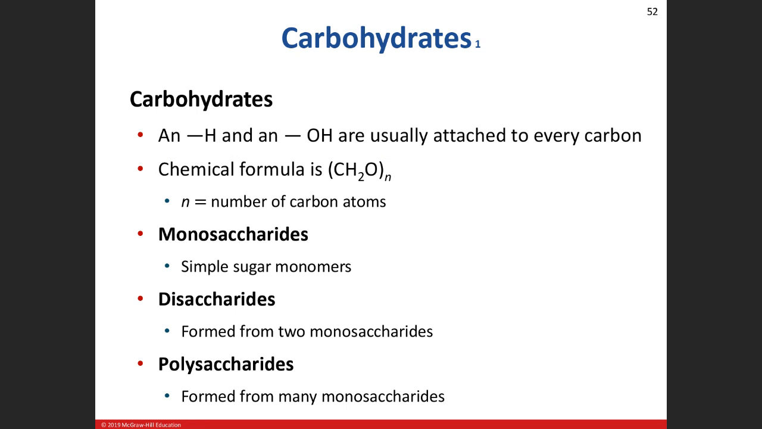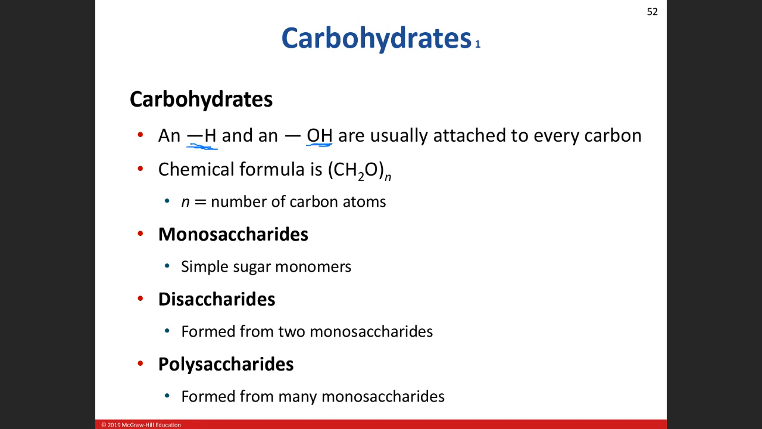All right, moving into the next type of macromolecule: carbohydrates. Sugars. What we're going to see with carbohydrates is carbon molecules that have either a hydrogen or an OH attached to them. The three elements found in carbohydrates are carbon, hydrogen, and oxygen. So the chemical formula that we're going to use for these carbohydrates is noted above.